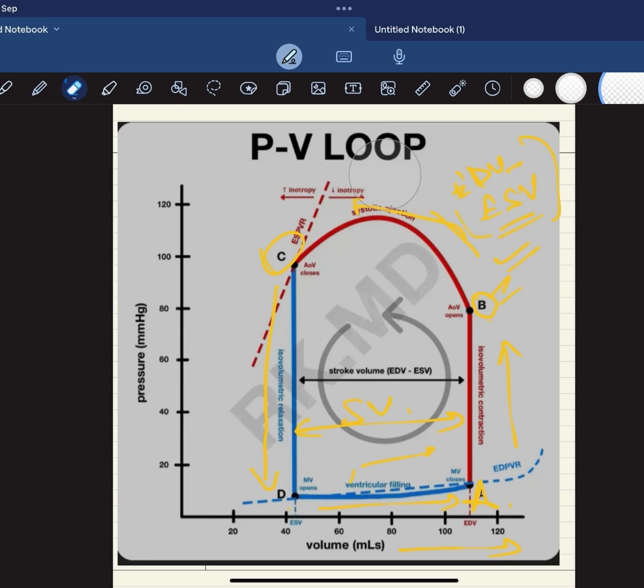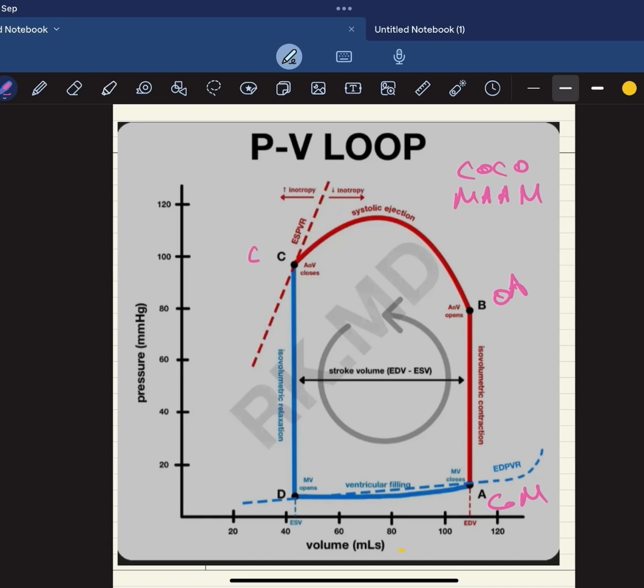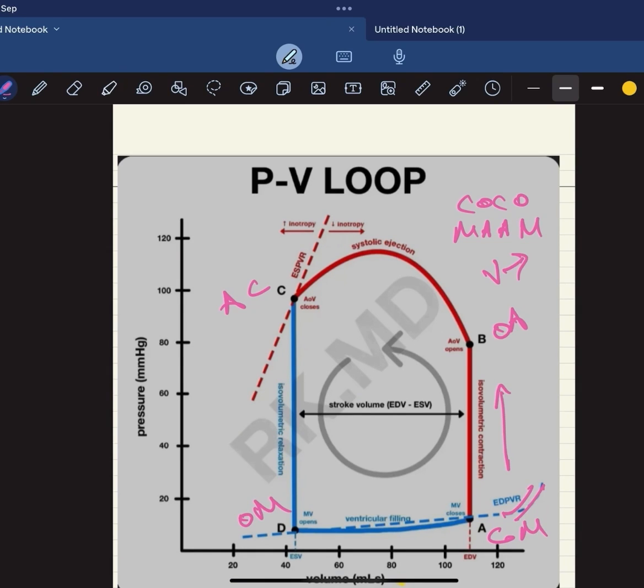Now moving on to the mnemonic, we can also crack the same question with the mnemonic, that is COCO MAM. Okay, so here we have a mnemonic, COCO MAM. That is the closure of the mitral valve, opening of the aortic valve, closure of the aortic valve, and opening of the mitral valve. The V wave in the JVP corresponds to the venous filling of the atrium.